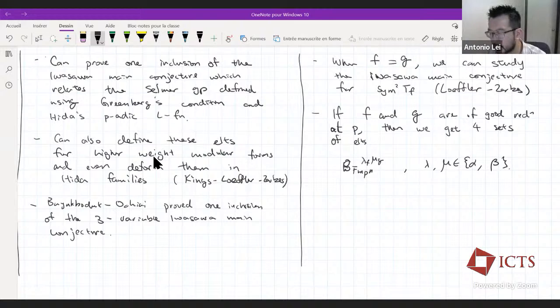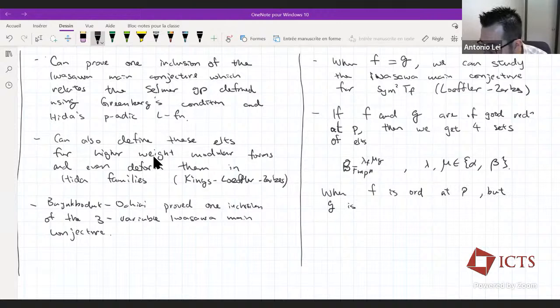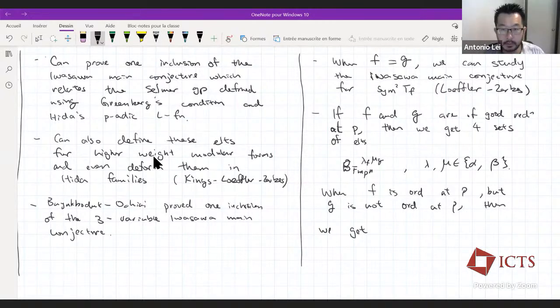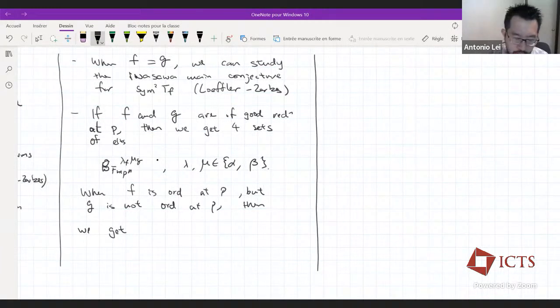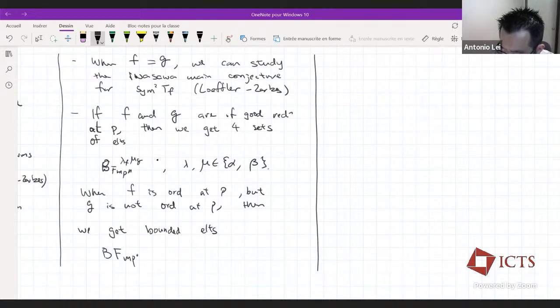They are not necessarily bounded, but when, let's say, F is ordinary at P, but G is not ordinary at P, then we can decompose these elements into some bounded elements via some kind of plus and minus techniques inspired by Kobayashi on plus and minus Iwasawa theory. We can get, I'll call this maybe B, F, M, P, N.